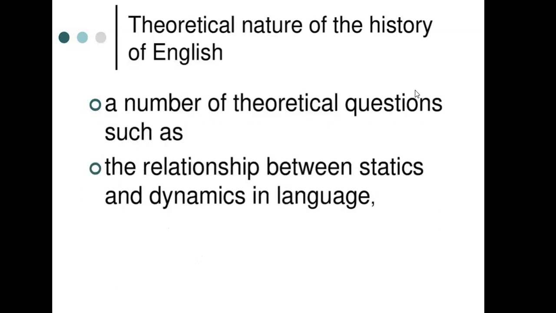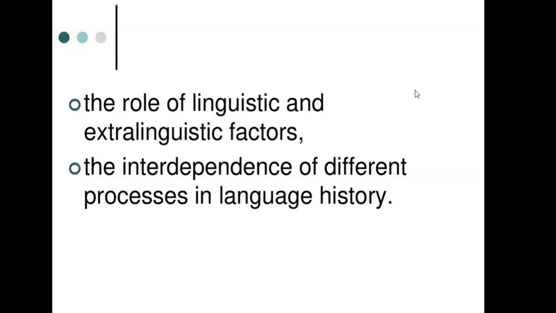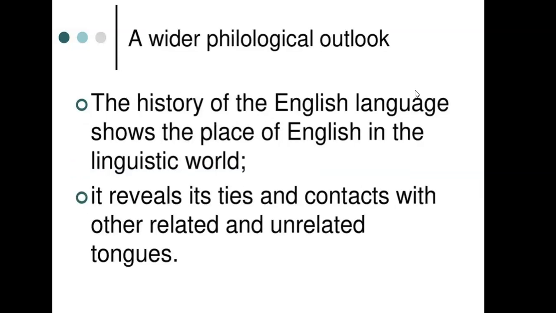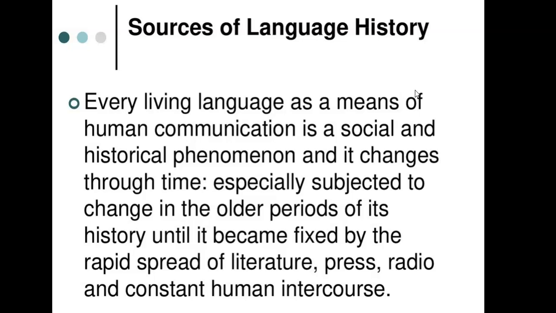The theoretical nature of the history of English. For example, a number of theoretical questions such as the relationship between statics and dynamics in language, the role of linguistic and extra-linguistic factors, the interdependence of different processes in language history, a wider philological outlook. The history of the English language shows the place of English in the linguistic world. It reveals its ties and contacts with other related and unrelated tongues.